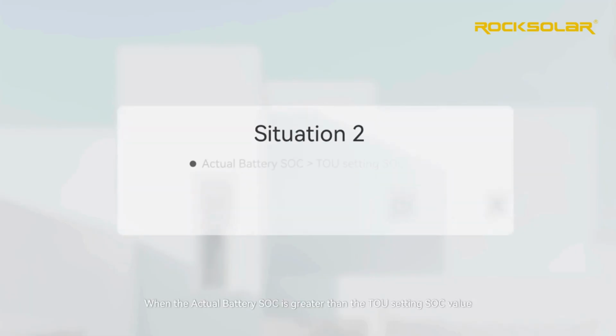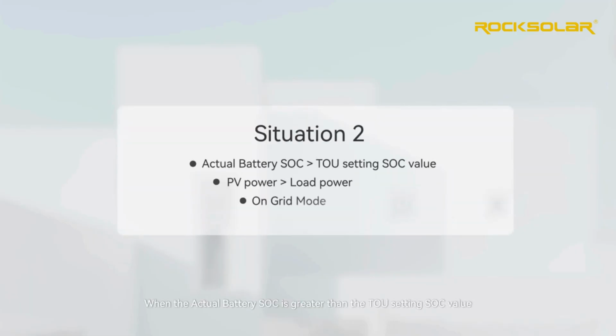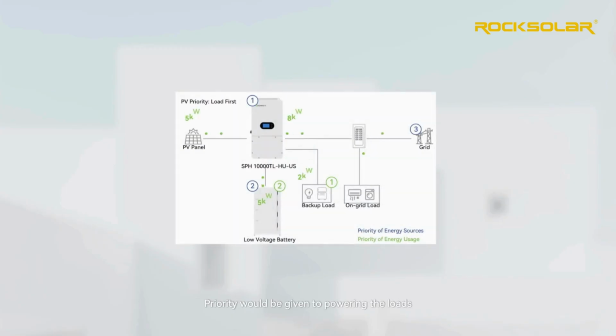Situation 2. When the actual battery SOC is greater than the TOU setting SOC value, the PV power is greater than the load power, and it is on-grid mode. Priority would be given to powering the loads. Excess solar power is exported to the grid. The battery is discharged to the grid at the discharge value set in the TOU setup.